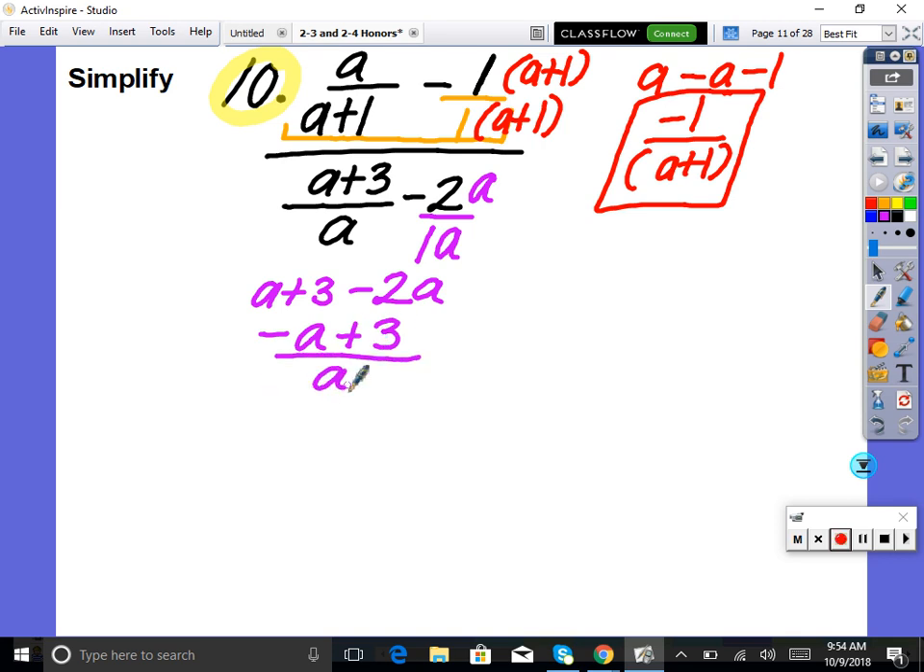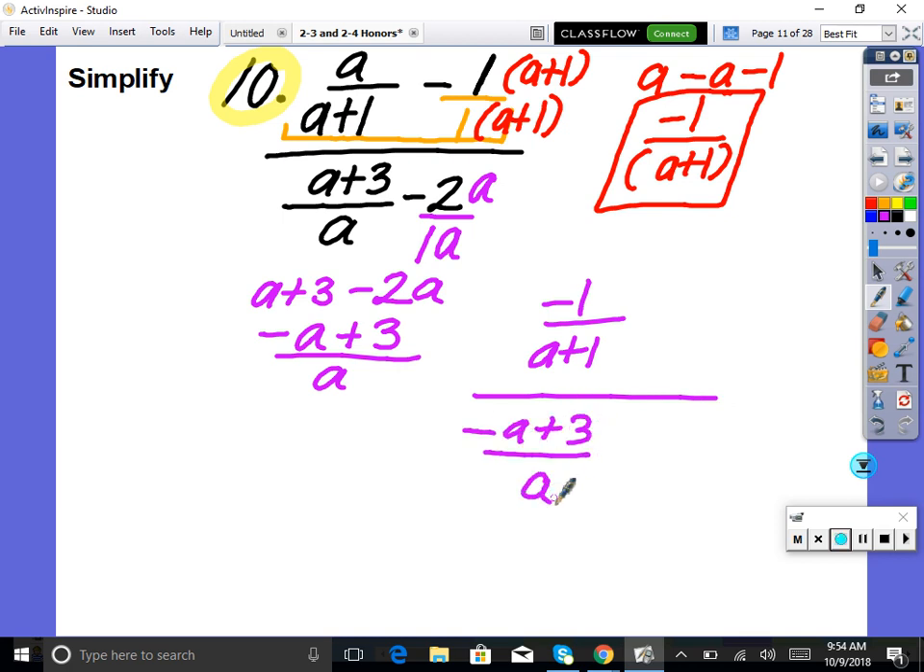All over A. So that's what's on bottom. So now rewrite your new problem. On top we have negative 1 over A plus 1, divided by negative A plus 3 over A. And now we're on to our third problem. Dividing fractions is easy as pie. Flip the second and multiply. So times by A over negative A plus 3.